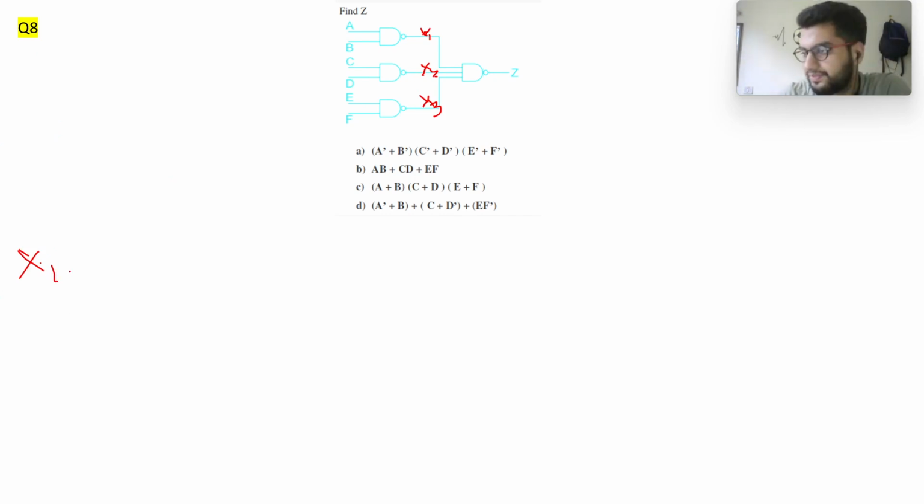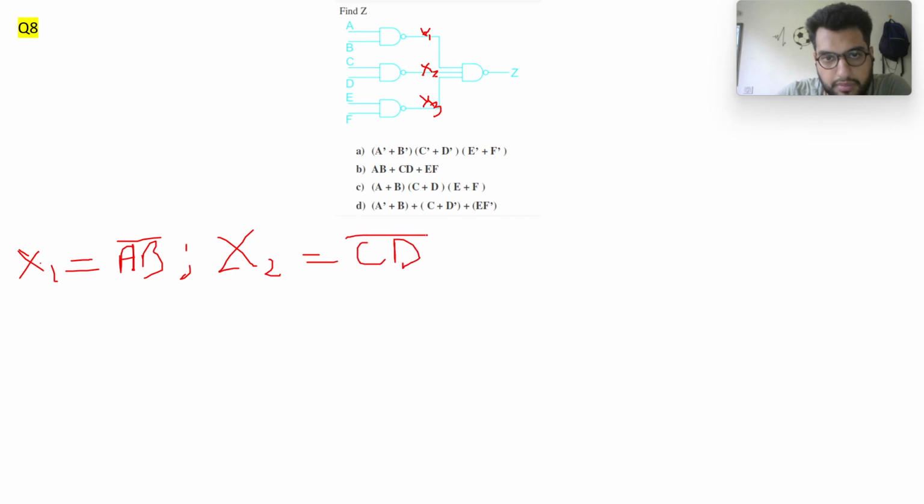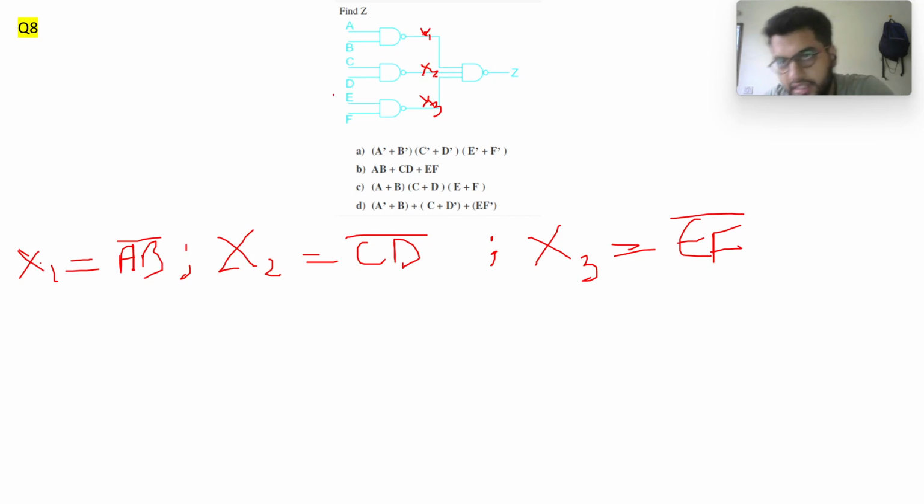So x1 is equal to, so this is AB, it's a NAND gate, so it's AB bar. Then I have x2, it's CD, that will complement. And then I have x3, that is EF complement, right? This x1, x2, x3, these are the signals coming out from the two input NAND gates.